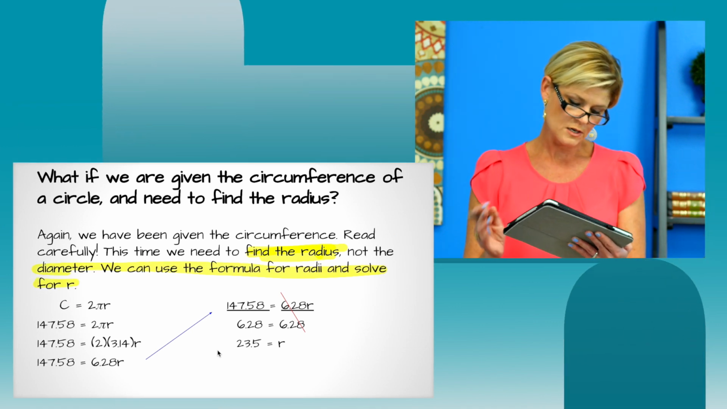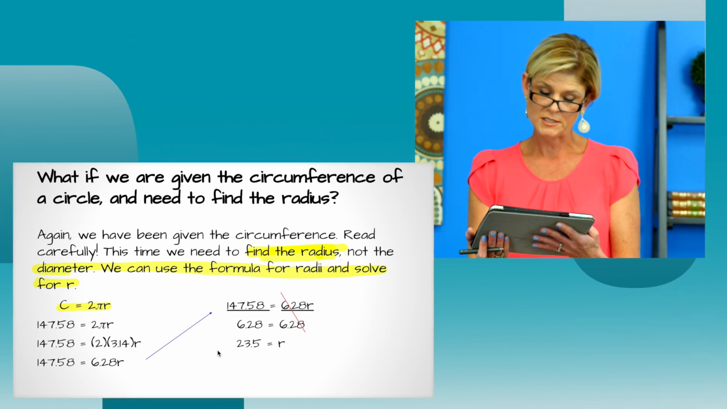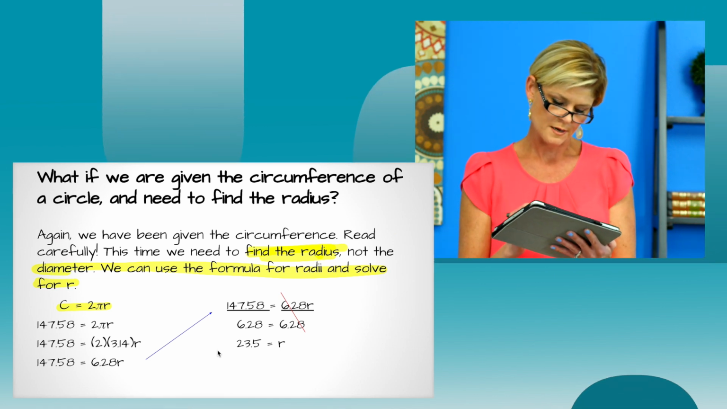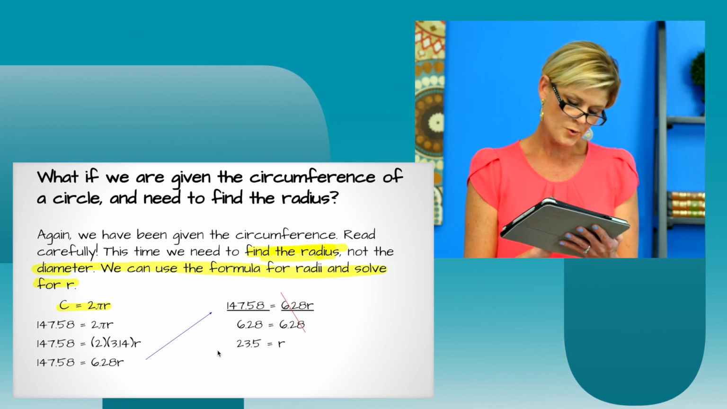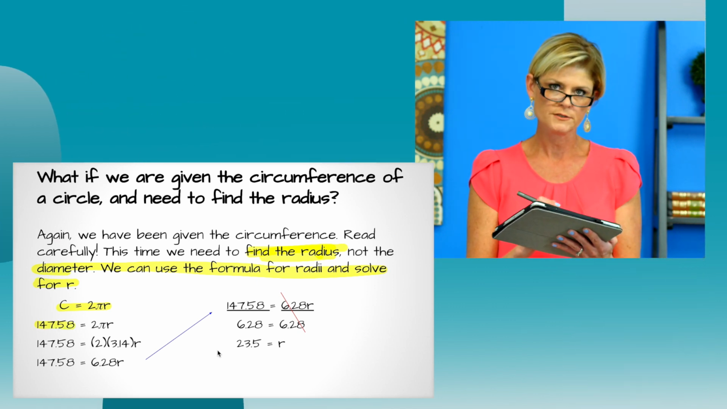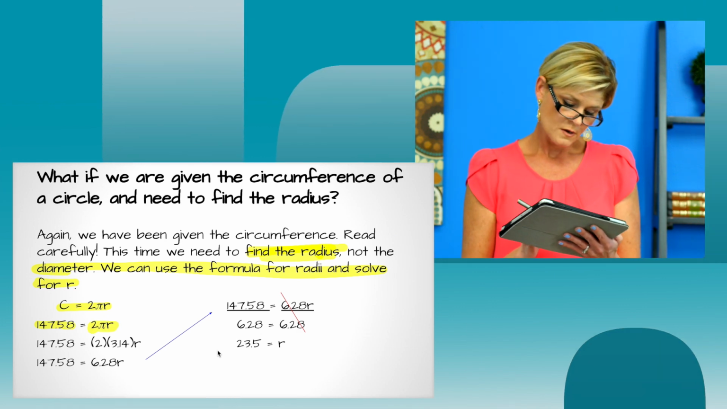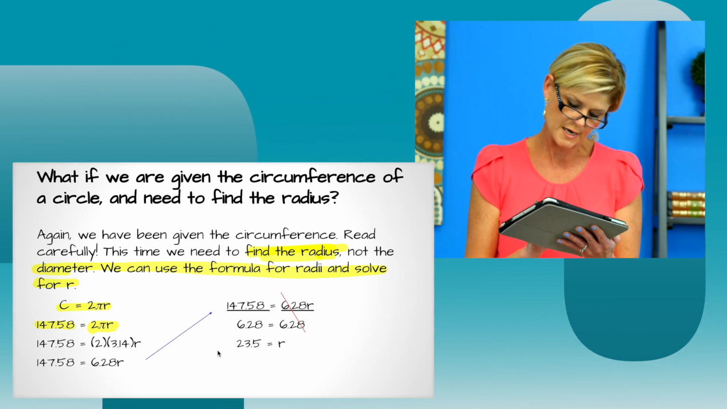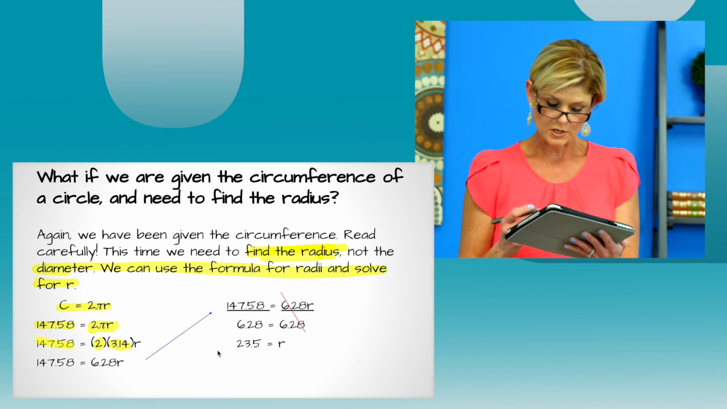We've got C equals 2 pi r. If we know that the circumference is 147.58, can we solve for r? Yeah, sure we can. Let's just work it through one by one, step by step. 147.58, we plugged in for circumference. 2 pi r, I just left my formula the same. Now what can I plug in? I can also plug in 3.14 for pi. So now I've got everything but r. So now I just need to solve for r.